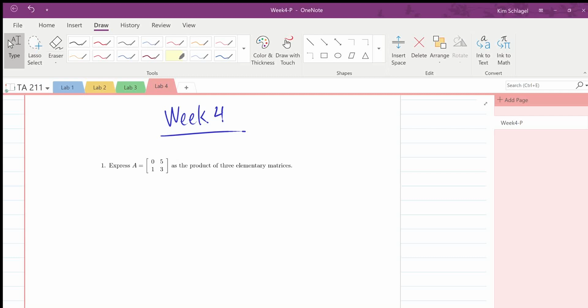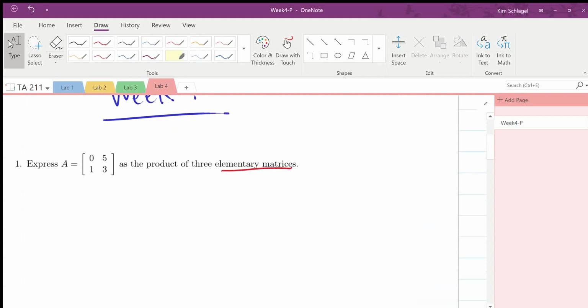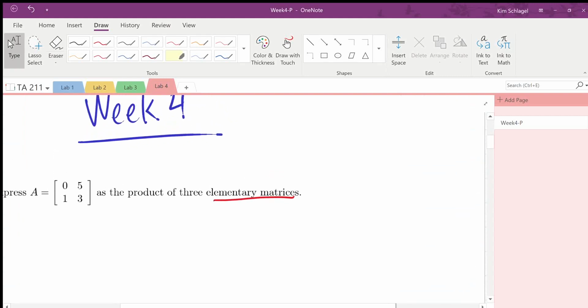In this video, we'll be going over the solutions to lab problems from week 4. So this lab is really focused on elementary matrices and finding determinants, aka cofactor expansion of matrices. So our first question here has to do with elementary matrices. So we'll quickly talk about what these actually are before we get into solving the problem.